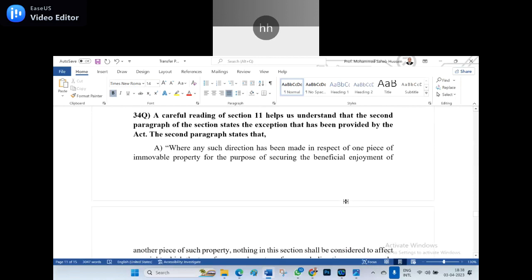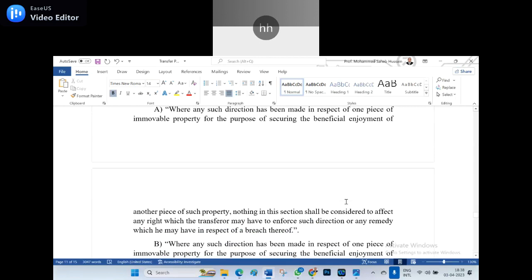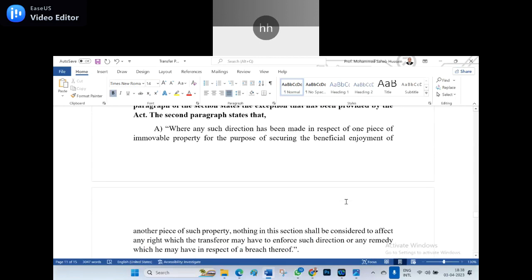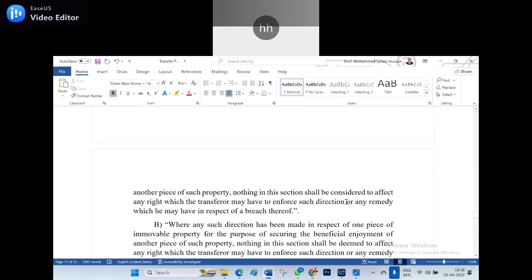A careful reading of Section 11 helps us understand the second paragraph of the section, which states the exception that has been provided by the act. The second paragraph states like this. A, where any such direction has been made in respect of one piece of immovable property for the purpose of securing the beneficial enjoyment of another piece of such property, nothing in this section shall be considered to affect any right which the transferee may have to enforce such a direction or any remedy which he may have in respect of a breach thereof.